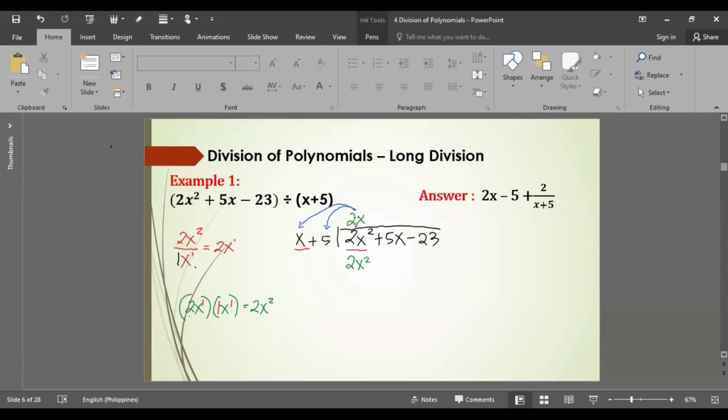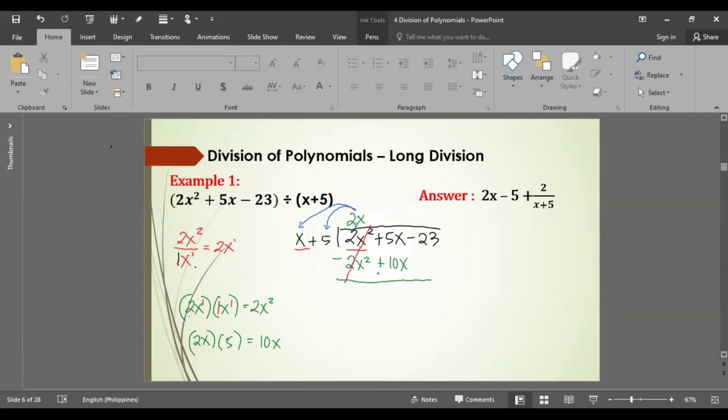Next, of course, is to multiply 2x by the second term of the divisor, which is 5. 2x times 5, it's 10x. And we have to put it right here, plus 10x. Okay? Then after that, class, you have to put a horizontal line here. Then perform subtraction. 2x squared minus 2x squared is 0. So we have to cancel this out now.